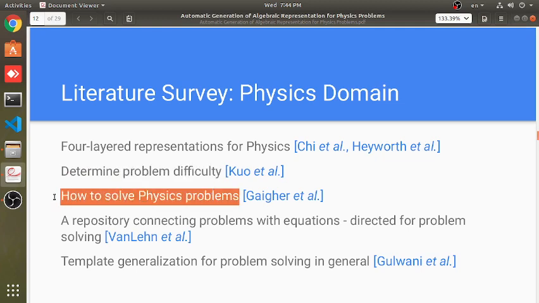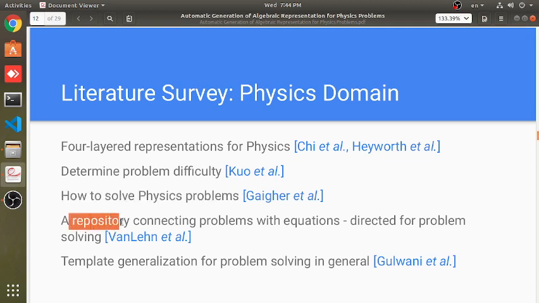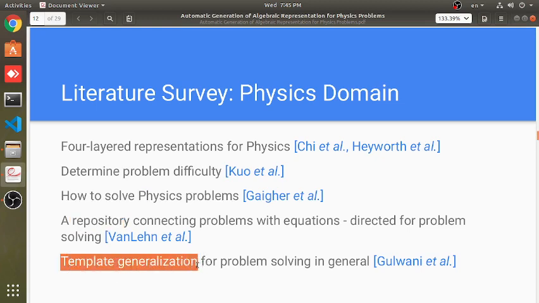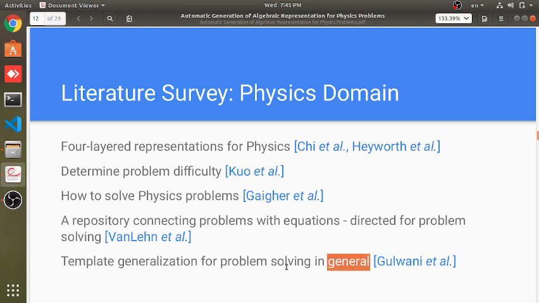Geiger et al. have discussed how to solve physics problems, that is, how human beings solve physics problems. They have tried to identify the path of the solving process, and then how a machine can learn about this particular solution path. Then there are some repositories that people have tried to create, and the most important and interesting one is using template generation for problem solving in general. We have followed this paper to some extent, but they have solved general word problems, while we have mostly used it for the physics domain.